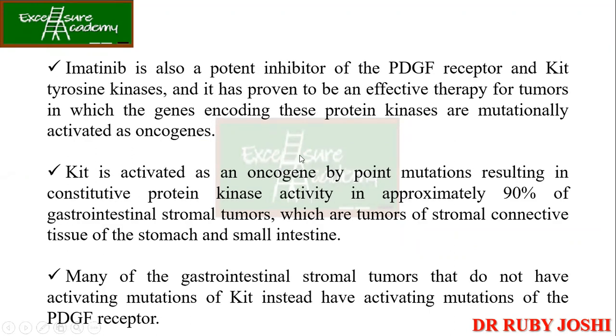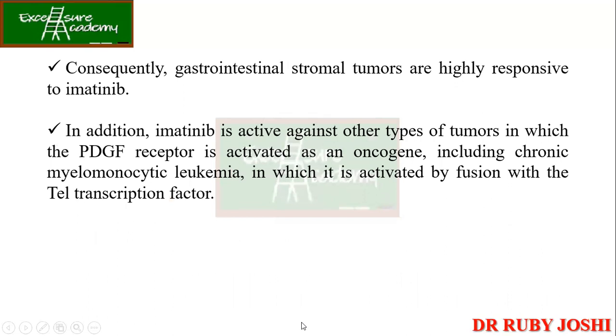So it is also a potent inhibitor of the PDGF receptor and the KIT tyrosine kinases. It has been proven to be effective therapy for tumors. Okay. Now KIT is activated as an oncogene by point mutation, resulting in constitutive protein kinase activity, which is 90% in the case of the gastrointestinal stromal tumors. Okay. Now, many of the gastrointestinal stromal tumors that do not have activating mutations of the KIT, they have mutations of the PDGF receptor. So, अगर एक नहीं तो दूसरा तो होता ही. So these are highly responsive to inhibitors.